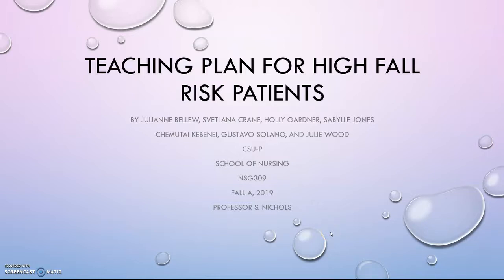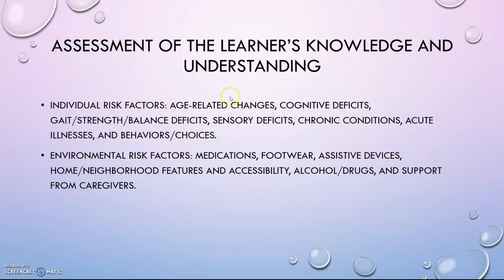Hi everyone, so this is just going to be a quick teaching plan for high fall risk patients. The first thing that you're going to do is assess your learner's knowledge and understanding. So this is going to include assessing the patient's and the family member's prior knowledge and understanding.